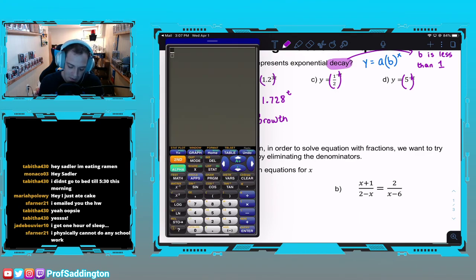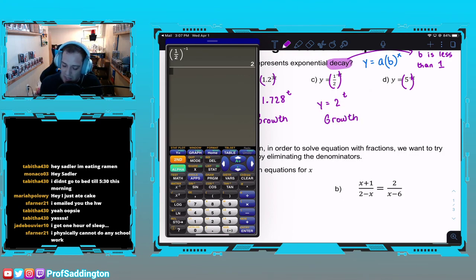Alpha y equals fraction 1/2 to the negative 1. If you guys recall, negative 1 means that it's flipping the fraction over. It's kind of like what we did in yesterday's lesson. So this is really going to be y is equal to 2 to the t. Once again, that is growth because it is larger than 1.